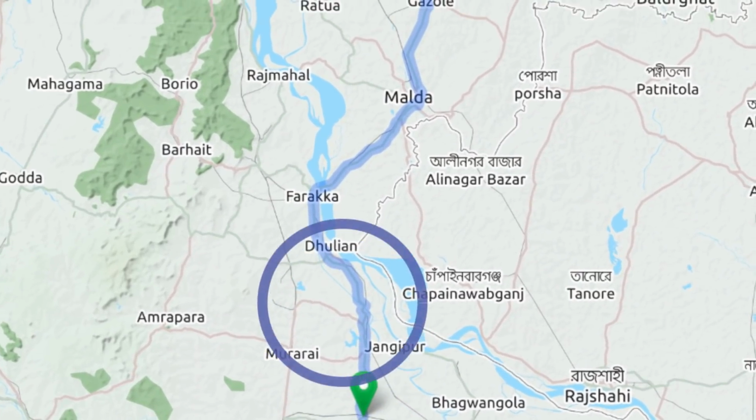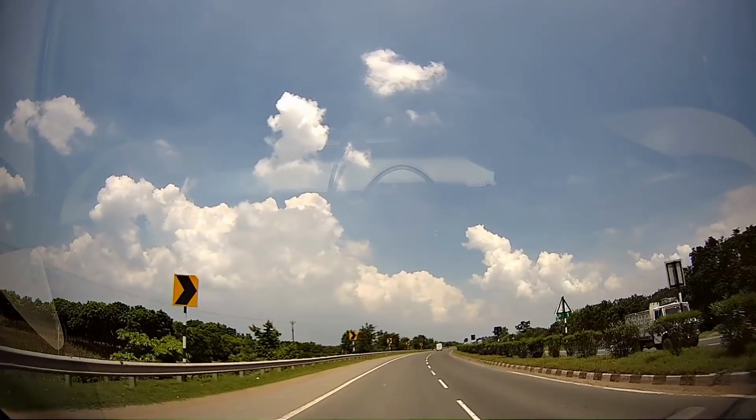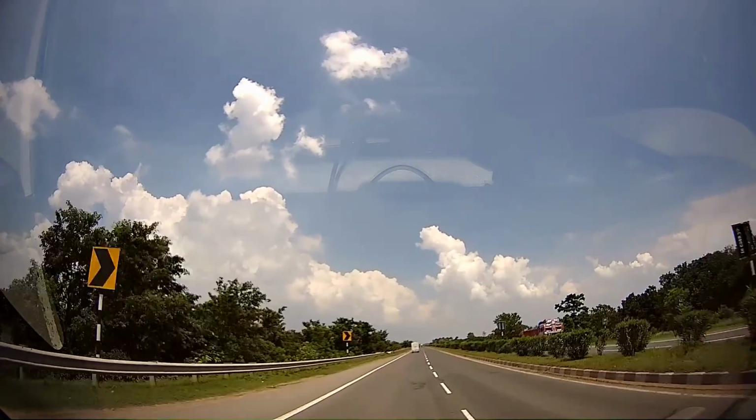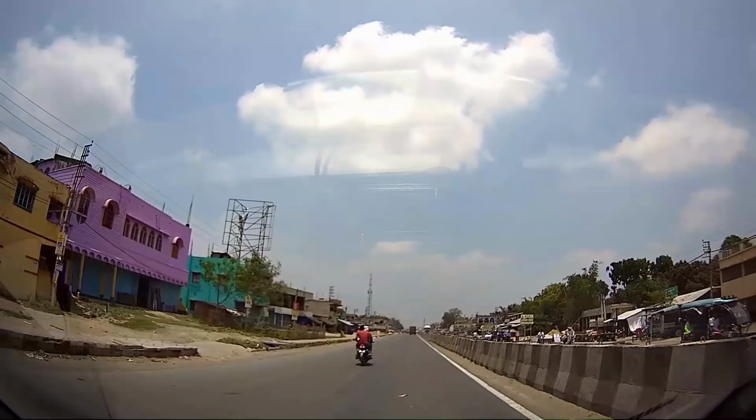So from Moorgram to Raiganj, basically you have only one option, as you have to cross the mighty river Ganga at Farakka. From Moorgram, you will be driving along 4-lane NH12 up to Kaliachowk. This 77 km stretch between Moorgram and Kaliachowk would take you around 1 hour and 50 minutes.